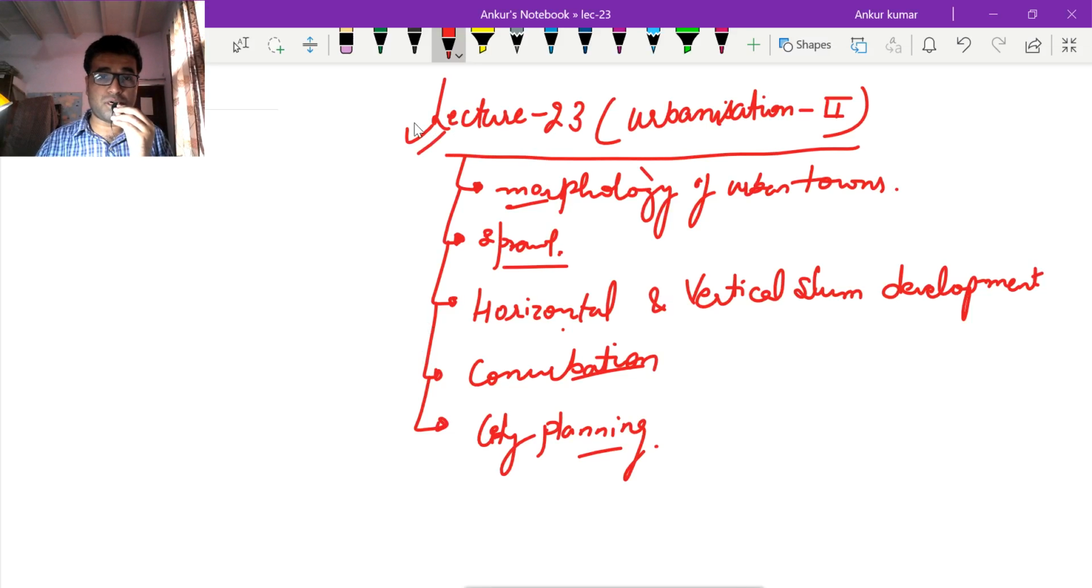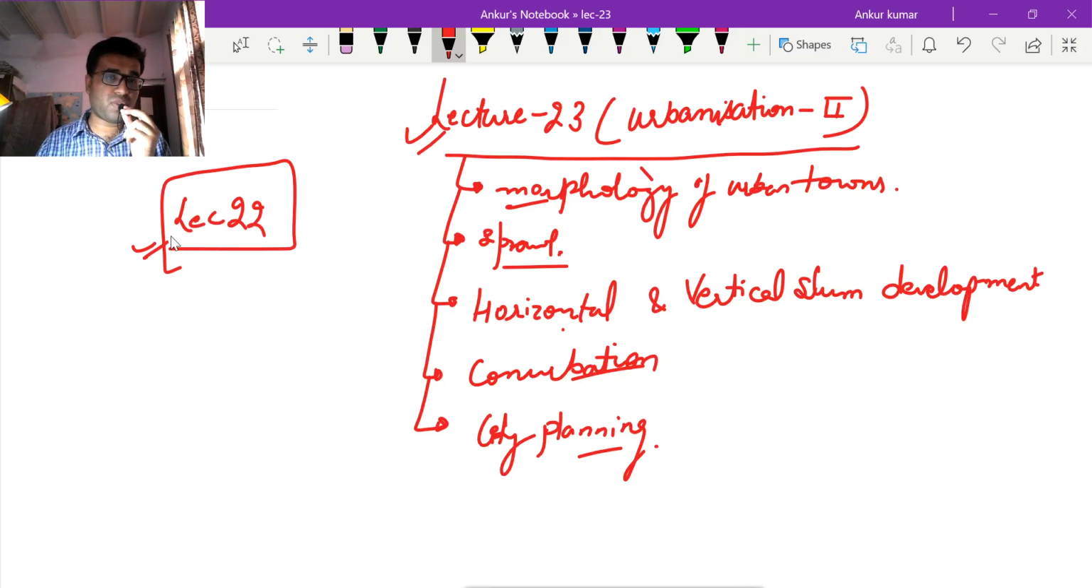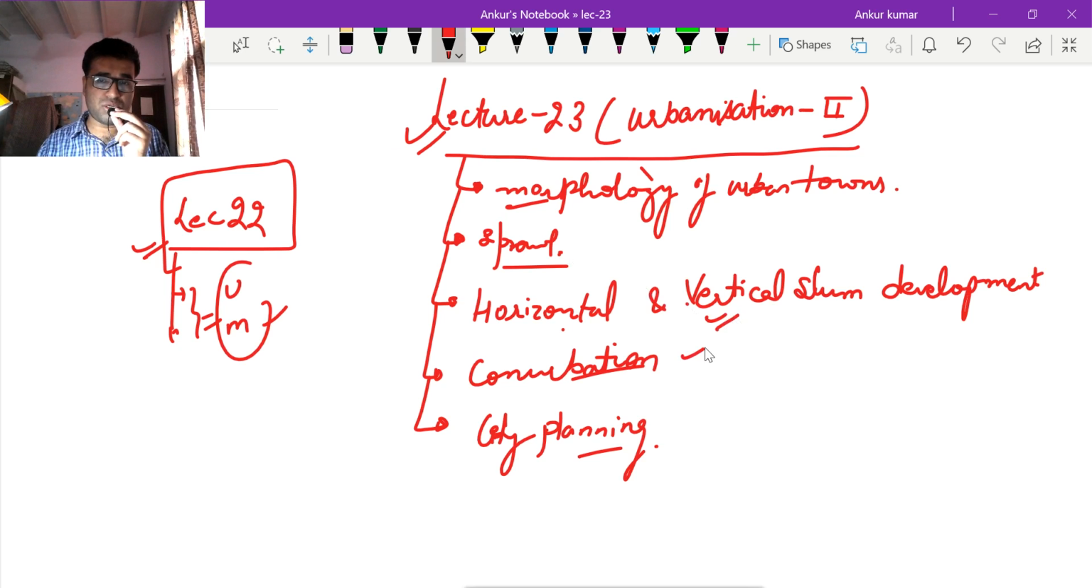Okay, this is lecture number 23, and in lecture number 22 we started with the urbanization of India, and we discussed the urbanization patterns and the metropolization of India. These two things, urbanization and metropolization, we had discussed, and now we will start with the morphology of urban towns in India plus urban sprawl. Then we'll discuss the development of horizontal and vertical slums, conurbation, and city planning.